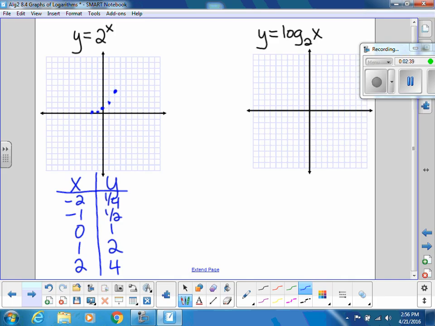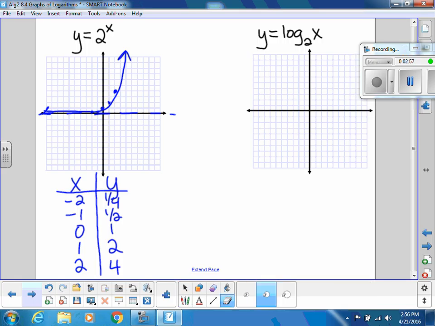And we said, oh, there's an asymptote, a horizontal asymptote on the x-axis, so it never goes beyond that. And then it goes up really quickly. That was our exponential function. So the logarithmic function is going to be the inverse of that.